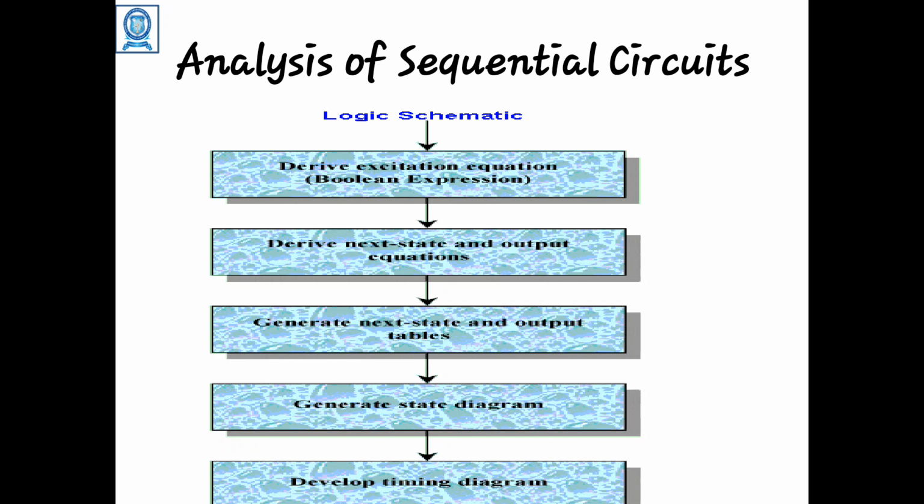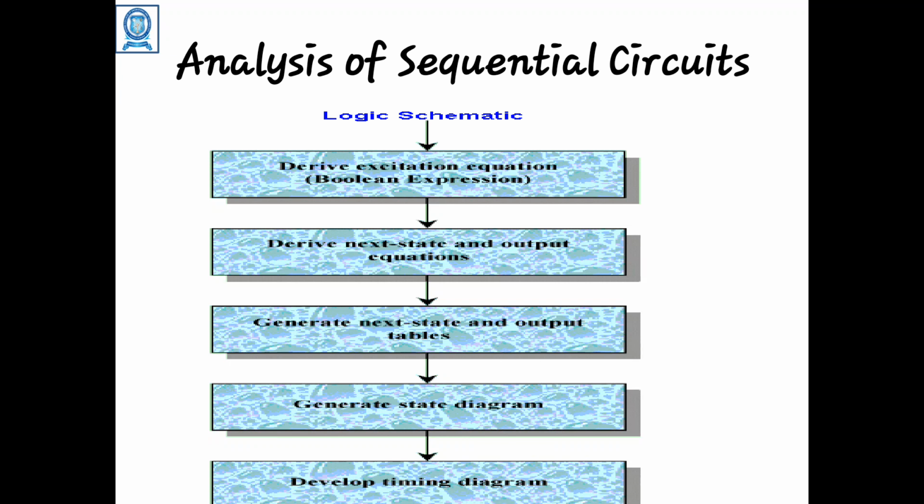After drawing the state table, step number 4 is drawing the state diagram. It is another form of representing the state table. Finally, developing the timing diagram according to the states is step number 5. So there are 5 steps for the analysis procedure.